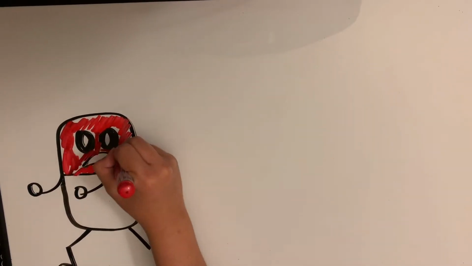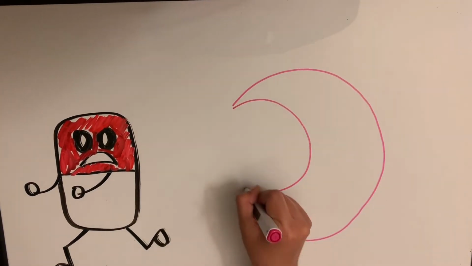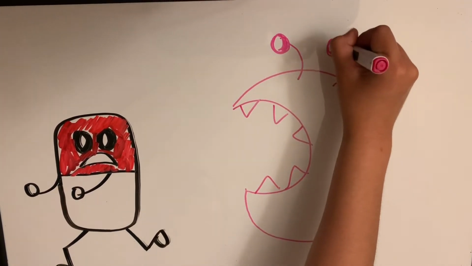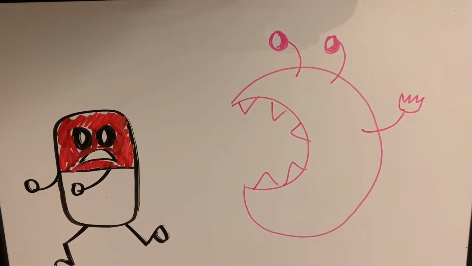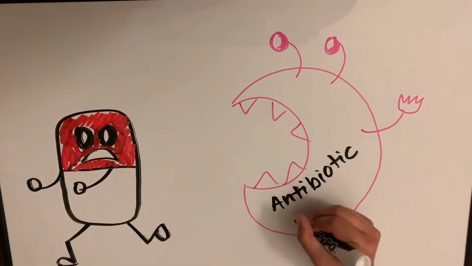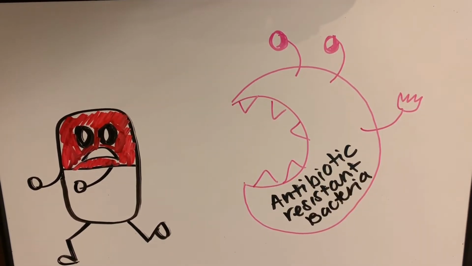Some bacteria develop the ability to neutralize the antibiotic before it can do any harm to them. Other bacteria can rapidly pump the antibiotic out. Some can also change the antibiotic attack site so it cannot affect the function of the bacteria.